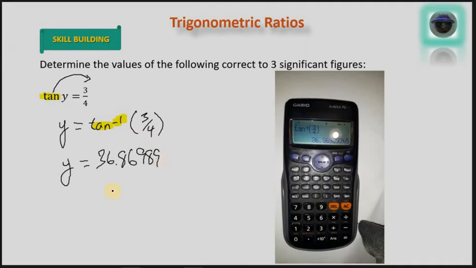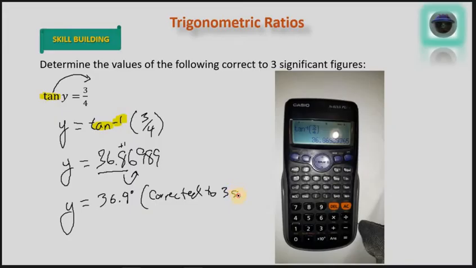We only want 3 significant figures, so to 3 significant figures, we'll have 36.8, but we have to check the very next digit, which is over 5, and so we'll add 1 to this 8. And so our answer will be, to 3 significant figures, 36.9 degrees, because we added 1 to the 8. And this is corrected to 3 significant figures.